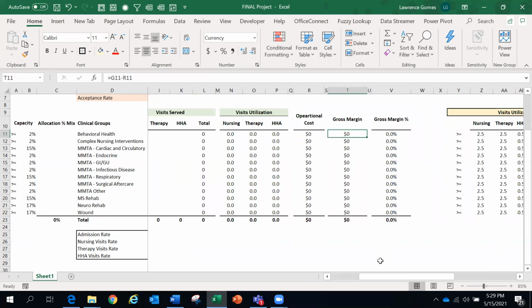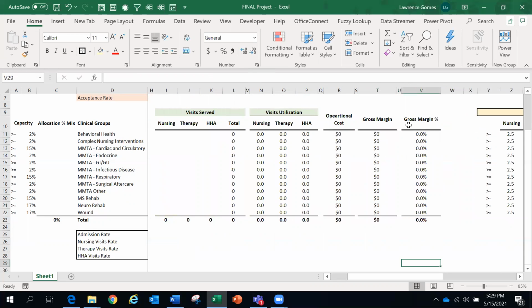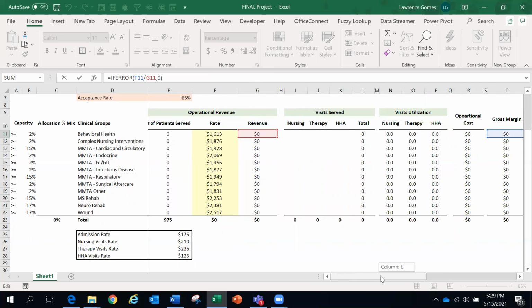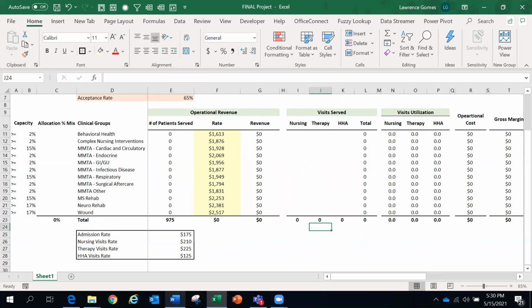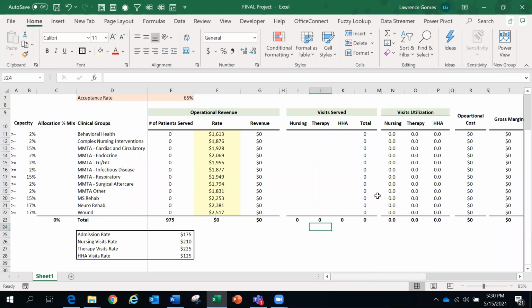Gross margin is basically taking revenue minus cost, and the gross margin percentage is the gross margin divided by the total operating revenue. So my objective is to produce a model which will help the operations team to identify how the patients need to be admitted into the agency so that the agency can maximize 45% of net profit. So that is my goal for this project.